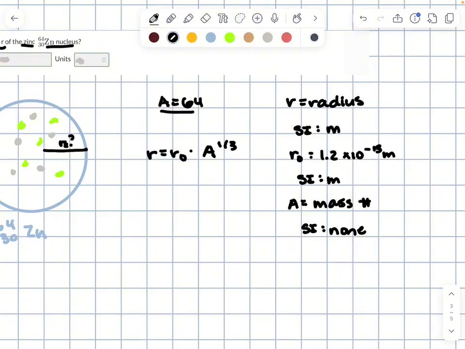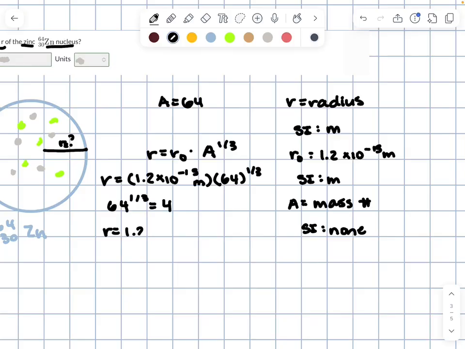So the first thing we want to do is, since we've already defined that A is 64, we can plug it into our equation. And then R0 is given by the constant there, so we go ahead and plug that in. So 1.2 times 10 to the negative 15th meters, and then times 64 to the 1/3 power. And so then we can go ahead and take the cube root. The cube root of 64 equals 4, because we know 4 times 4 times 4 is going to be 64. And so then we have our final radius is 1.2 times 10 to the negative 15th meters times 4, which results in 4.8 times 10 to the negative 15th meters. And that's our final radius.